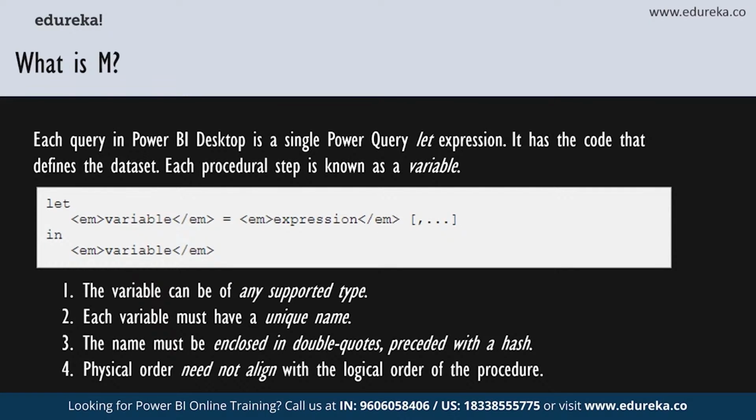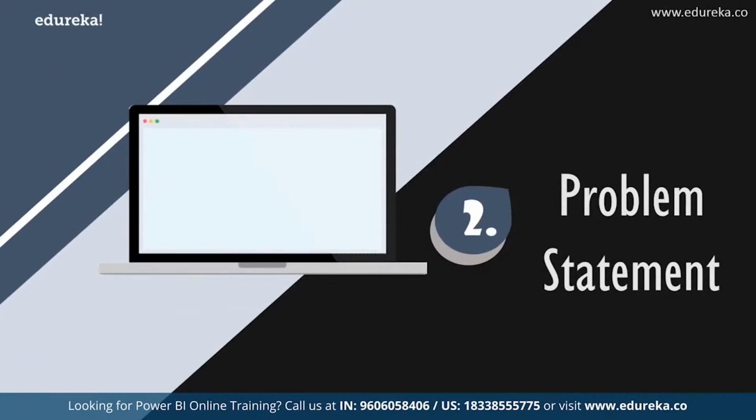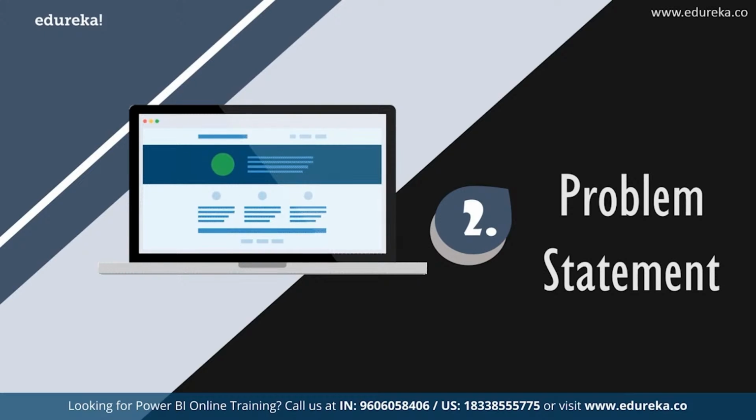So if you simply need to see a variable's value at any specific point in time, you can select its related step again in the Applied Steps section in the query editor. If you are not familiar with what it looks like, I'm going to show you in just a while once we open the demo machine. Now, when you select a step, you're essentially viewing the contents of the associated variable. With that, let's move on to our problem statement.